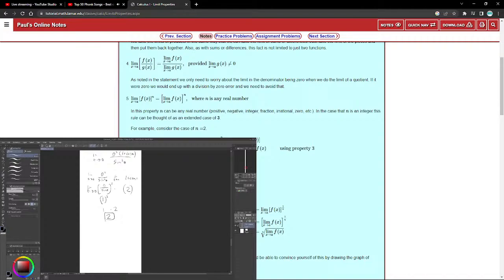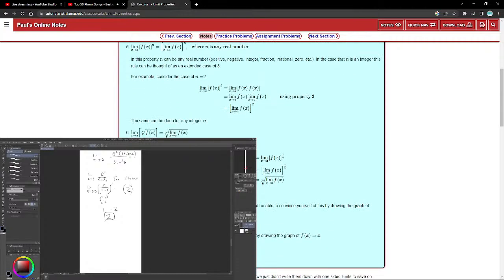In the case that n is an integer, this rule can be thought of as an extended case of 3. For example, consider the case of n equals 2. Yeah, you can do that, sure. The same can be done for any integer n. This is just a special case of the previous example.